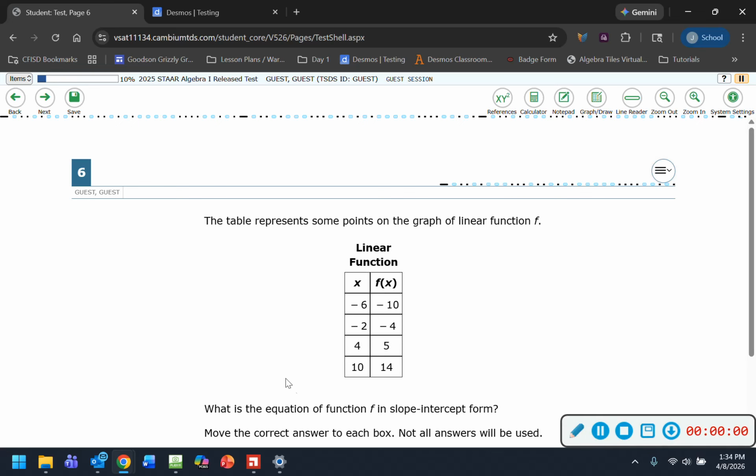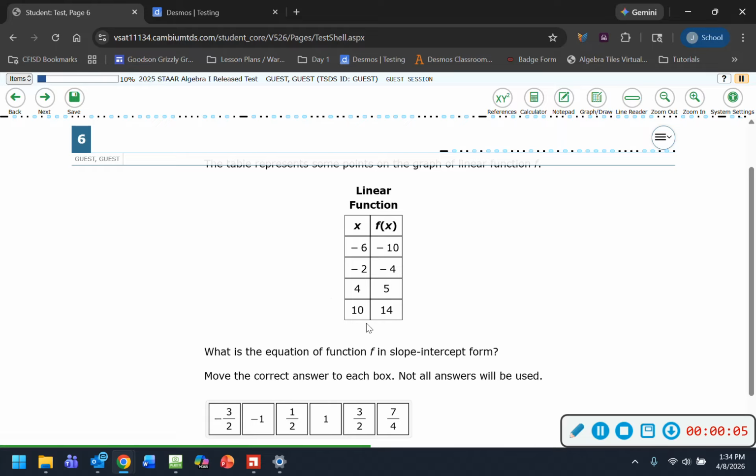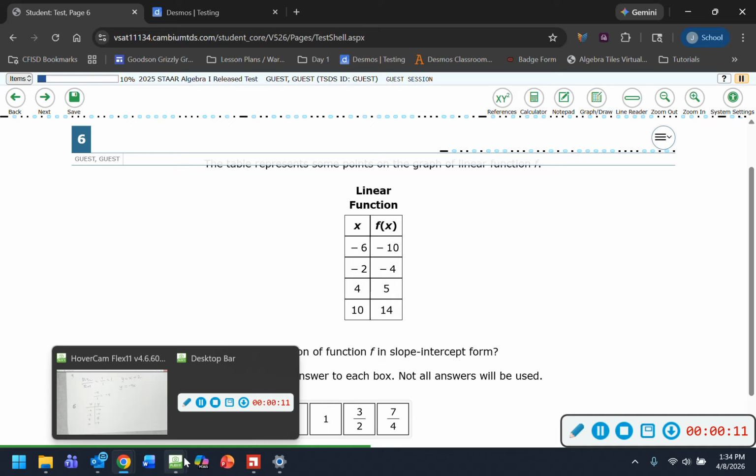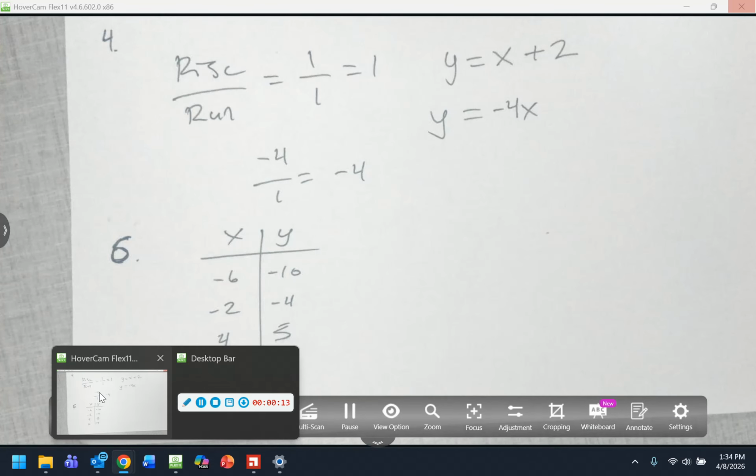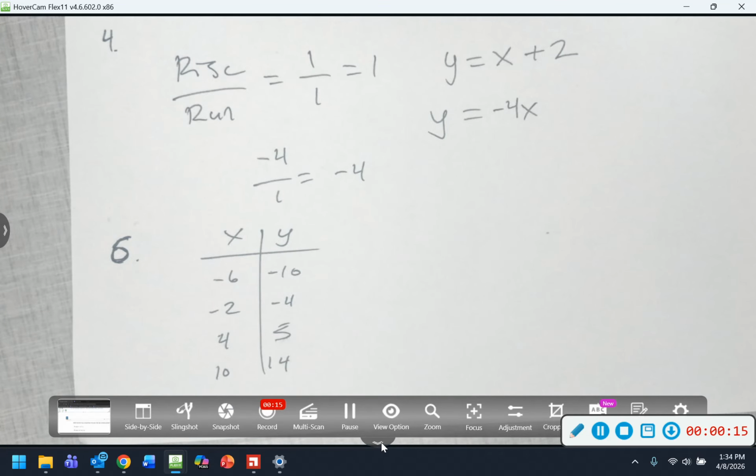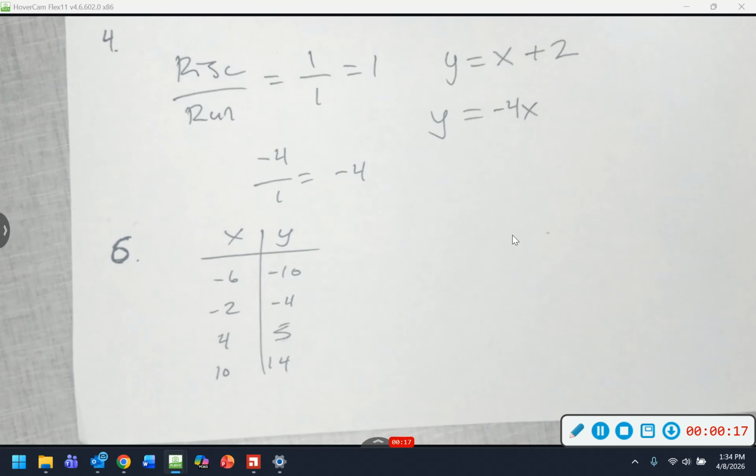again is looking for us to find the slope-intercept equation that matches, this time instead of a graph, the table. So we've got a couple different options. I'm going to walk through it by hand first and then show you the calculator trick. First, to do it by hand, we need our slope.